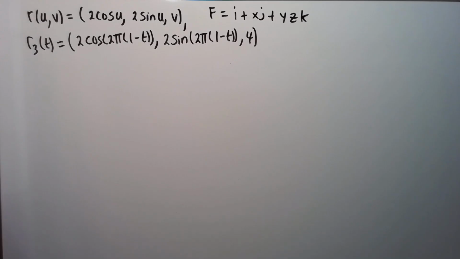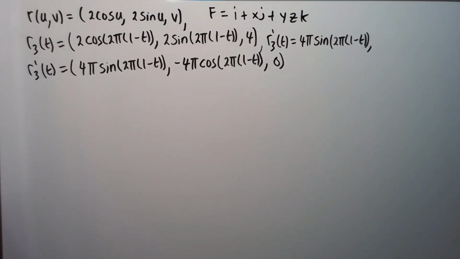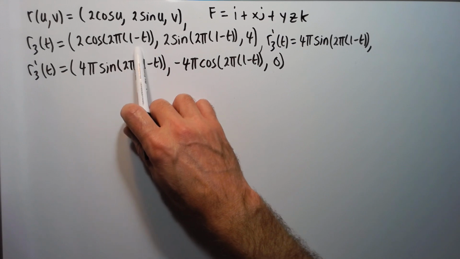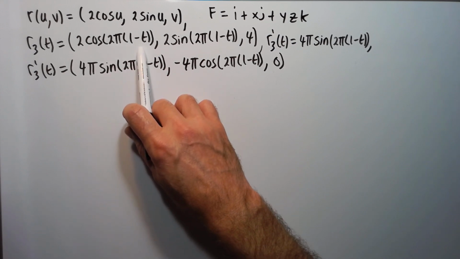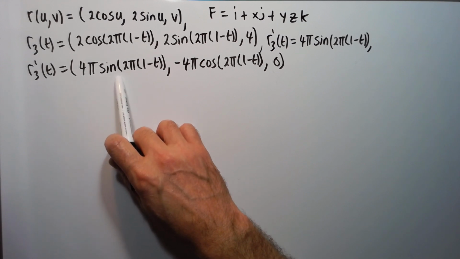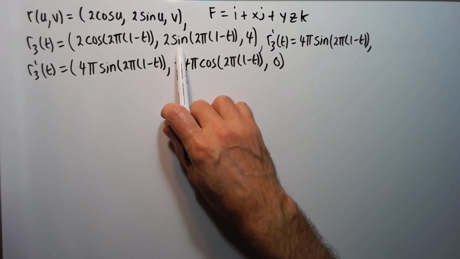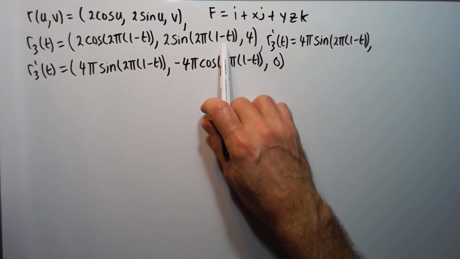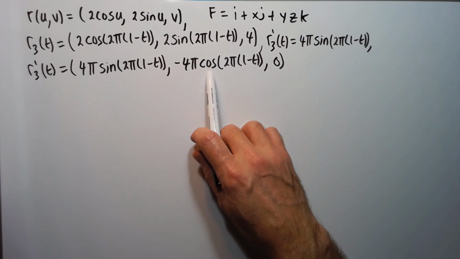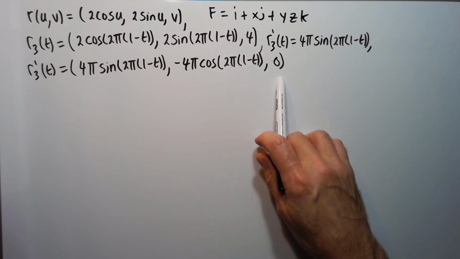Okay, so let's first find R3 prime. It'll be the derivative of cosine, which is minus sine, times the derivative of the inside with respect to t, which is minus 2 pi. So two minus signs become a plus, and you'd have 2 pi times 2, so 4 pi sine of this guy. The derivative of sine is cosine, times the derivative of the inside, negative 2 pi, so negative 4 pi cosine, and the derivative of the z-component is 0.